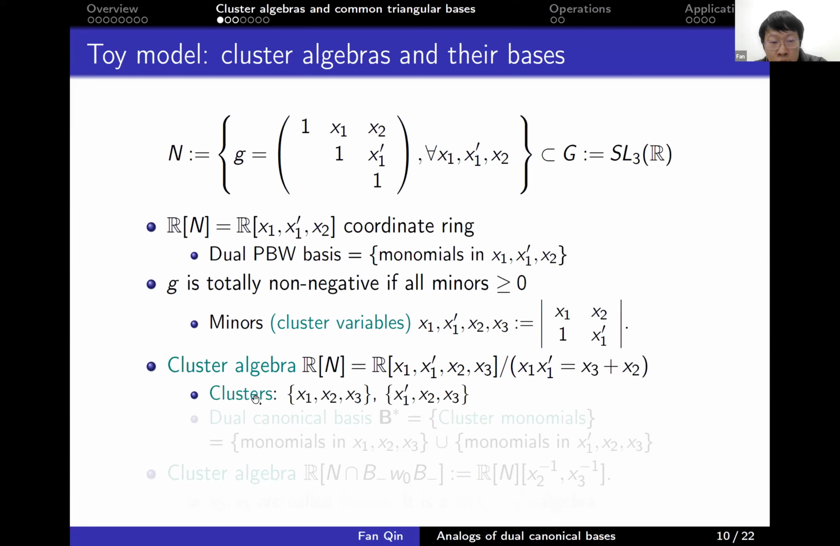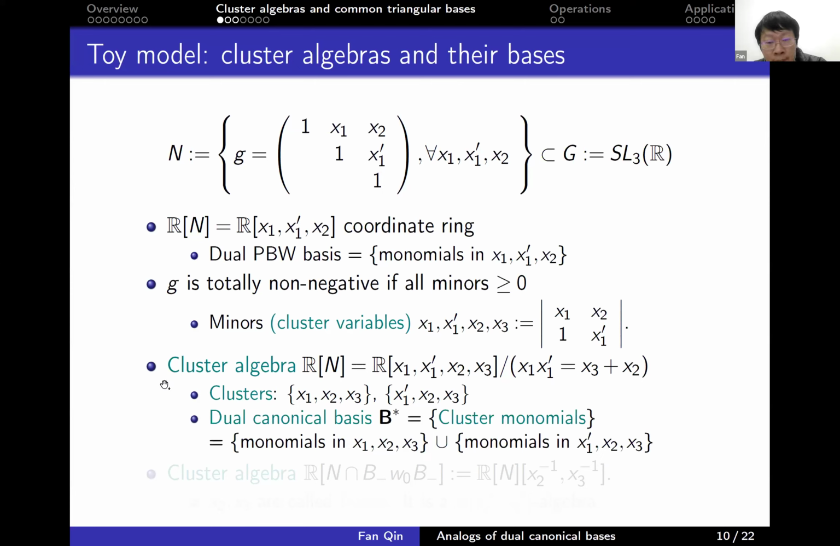Why is that? These are two coordinate systems. If you know x1, x2, and x3, and when x1 is non-zero, you can uniquely solve for x1 prime. So this gives you a system of local coordinates. Similarly, if you know x1 prime, x2, and x3, and assume that x1 prime is non-zero, you can uniquely solve for x1. So you have two charts for this N here.